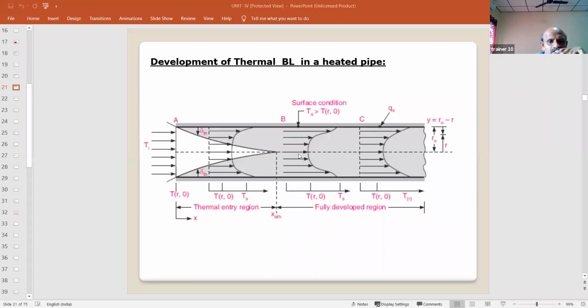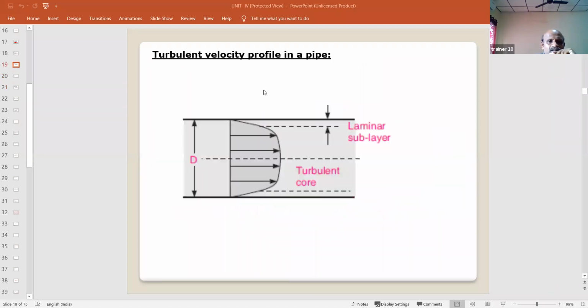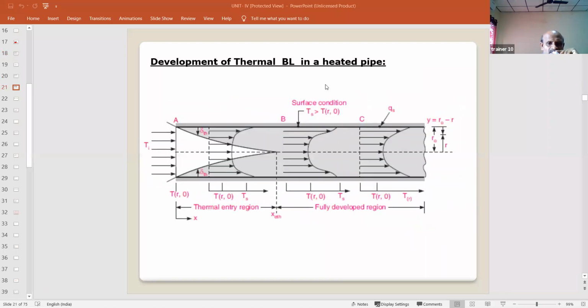Okay, so this is the shape of the thermal boundary layer in a heated pipe, that means a pipe through which the cold fluid is flowing. Similar to here, the hot fluid is flowing through the cold pipe. These are the development of velocity profiles, these two, and these two are the development of the thermal boundary layer.